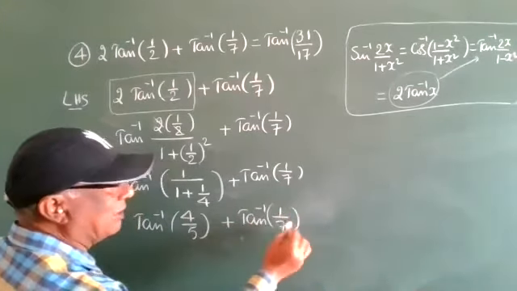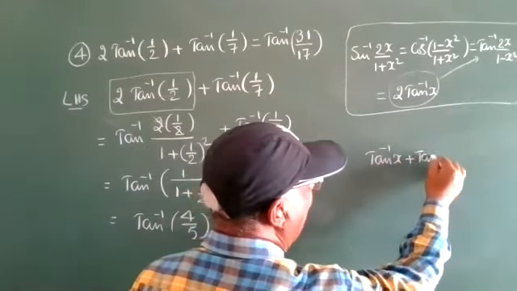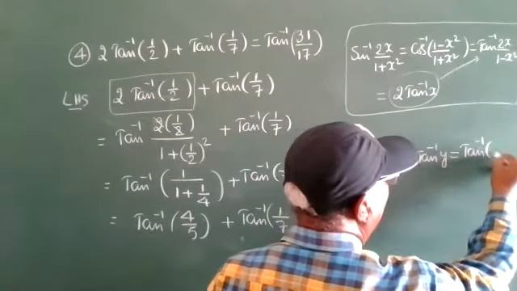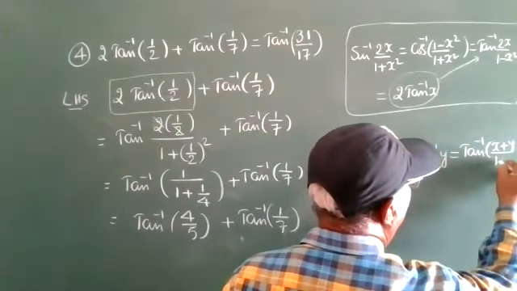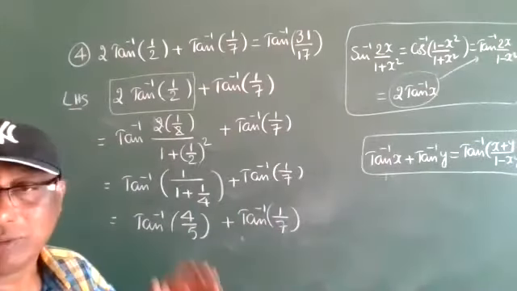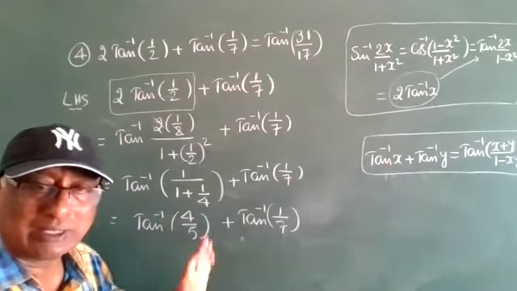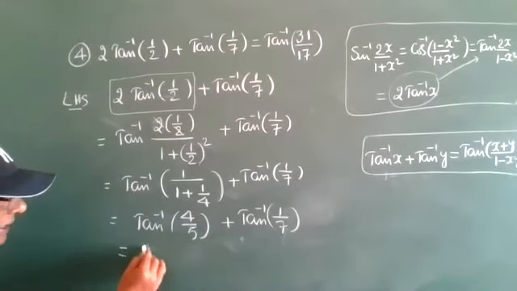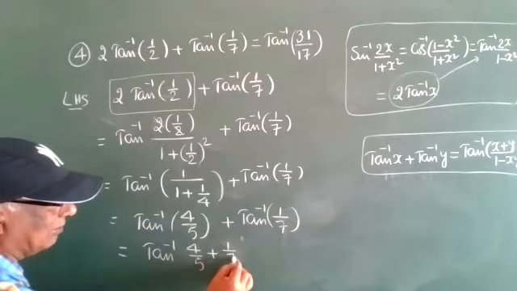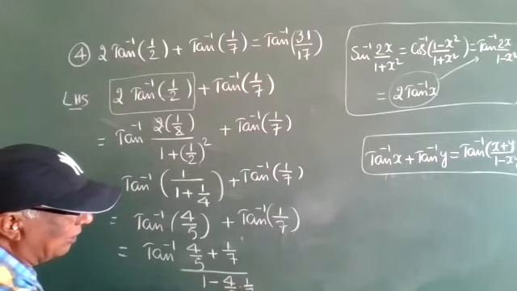Again it comes into the formula of tan inverse x plus tan inverse y. Write down this formula: tan inverse of x plus y by 1 minus xy. So the 2 tan inverse converted into 1 tan inverse. Now write down tan inverse of x as 4 by 5 and y as 1 by 7, over 1 minus x into y, that is 1 by 7.